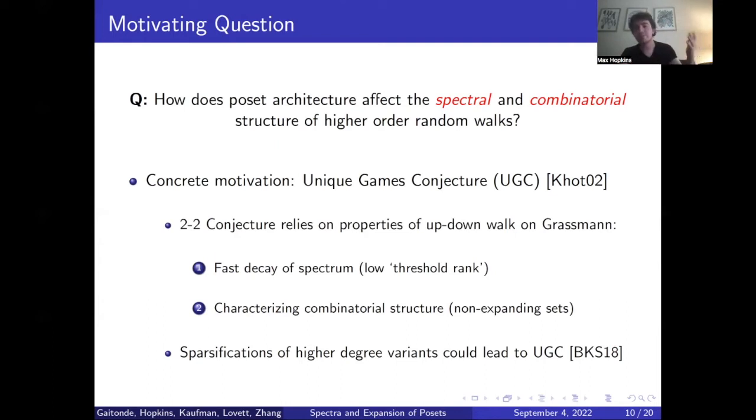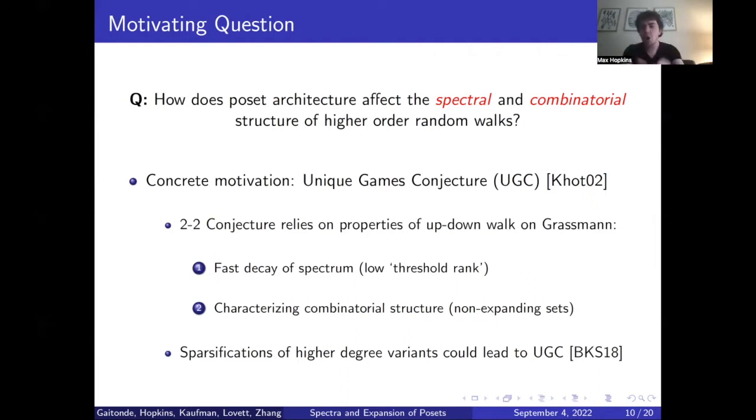So a set of size 3 would be a vector space of dimension 3, and so on. And basically the properties that mattered were understanding decay of the spectrum of a natural walk on this poset that ends up giving you what are called the Grassmann graphs, and understanding their combinatorial structure, something called non-expanding sets that I'll talk about a little bit later in the talk.